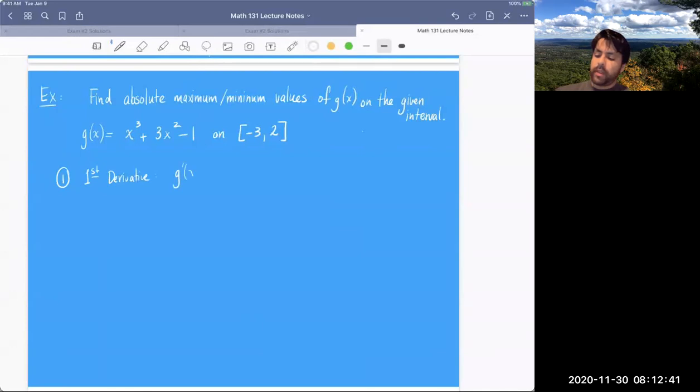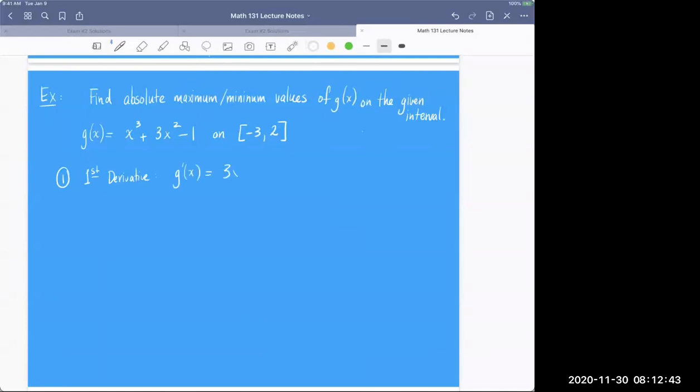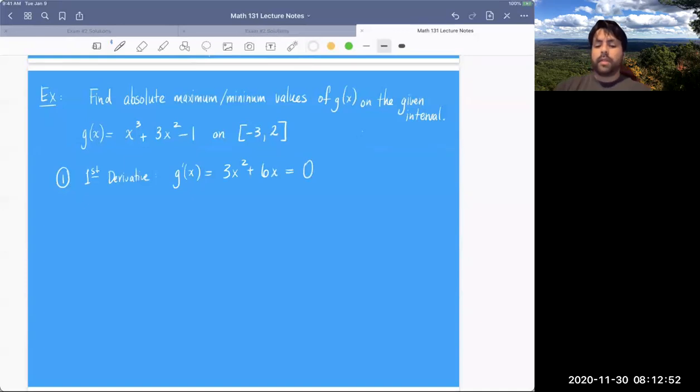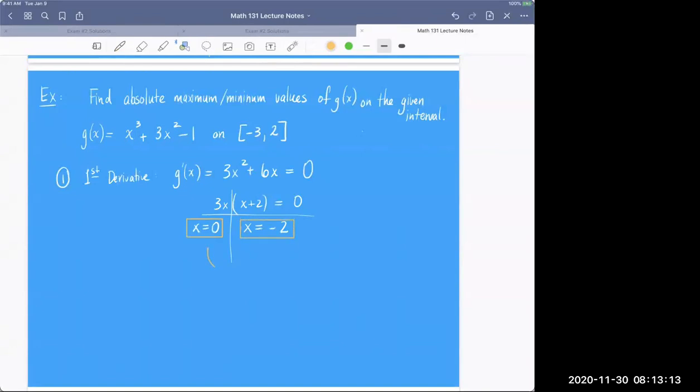So g prime of x is 3x squared plus 6x equals 0. So then I set it equal to 0, and I try to solve for x. I factor out the 3x. I get x plus 2 equals 0, and now look what I get. I get x equals -2 and x equals 0 as my critical numbers. That's right.